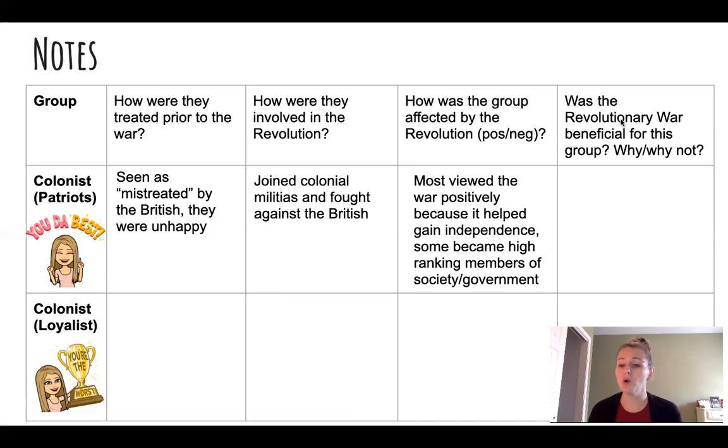The Revolutionary War, was it going to be beneficial for this group? Why or why not? When it comes to the Patriots, definitely. Yes, they got what they wanted. They went out and they fought and they won the war. So this was going to be something that they saw as beneficial for themselves.